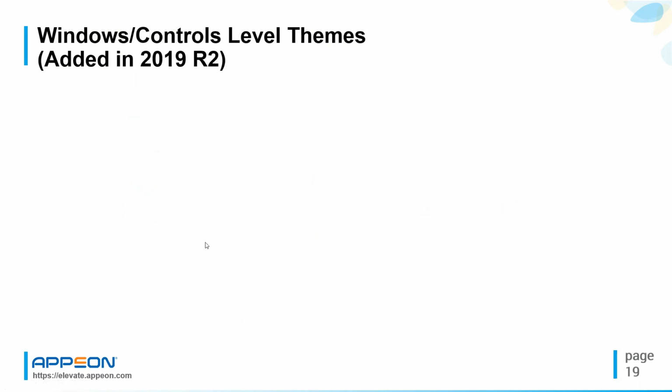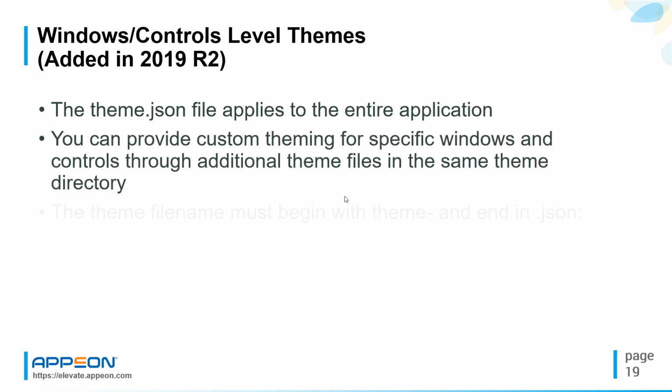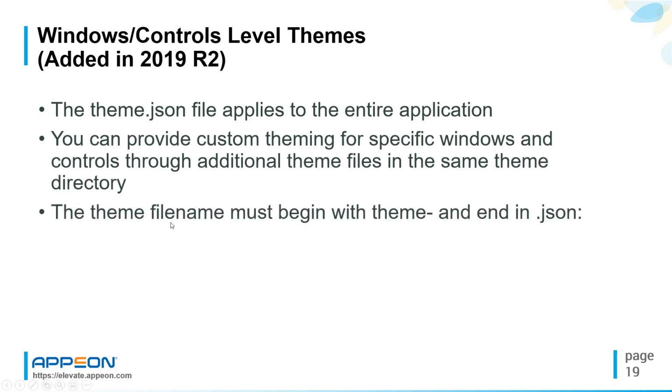So that's how you can create your own themes. Now let's get into the new R2 feature, the ability to theme at a lower level than just the entire application. In order to do window or control level theming, you have to provide a file that starts with the word theme hyphen and ends in JSON. So for example, theme-custom.json. And you can have several of these files for the same application.